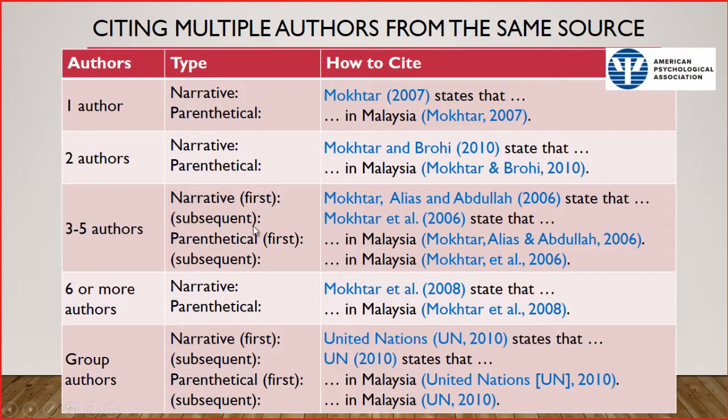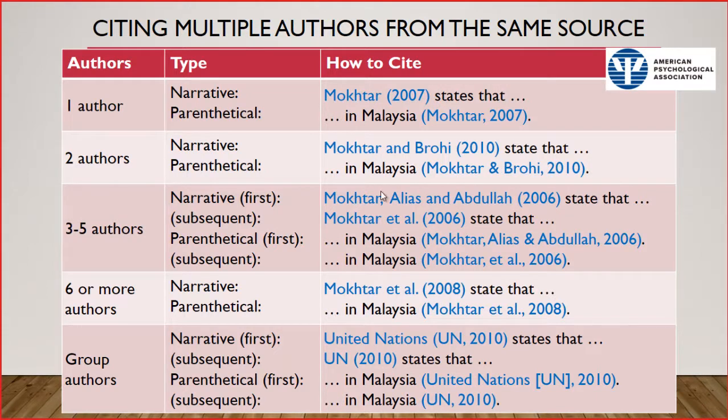What about parenthetical? We have, in Malaysia, let's say this is the end of the sentence, bracket, Mohtar, and here is the symbol, the ampersand, Brohi. So if this is parenthetical, with everything encapsulated in brackets, you must use the ampersand. You cannot use 'and'. And if this is part of the sentence, you must use 'and'. Cannot use the ampersand. This is a common mistake.